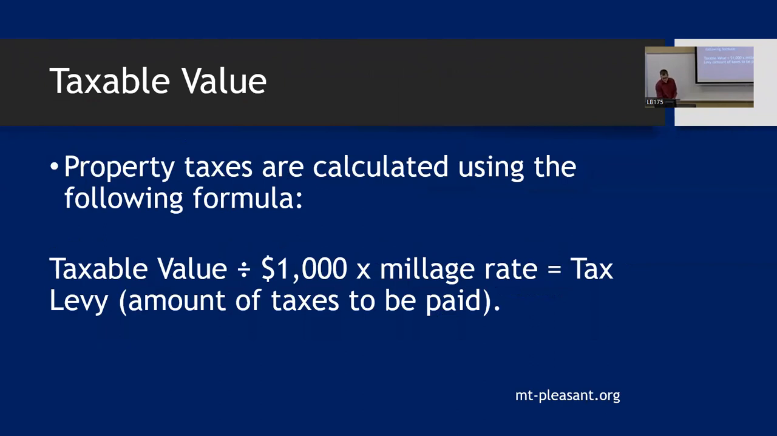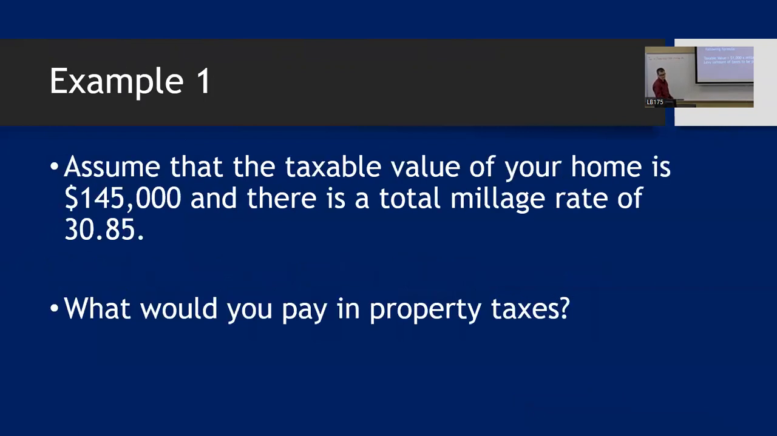So all you have to do is take how much you owe, which is called the tax levy. We can just call it tax. It's going to be the taxable value of the property divided by 1,000 and then multiplied times the millage rate. Okay, again, a very straightforward calculation.